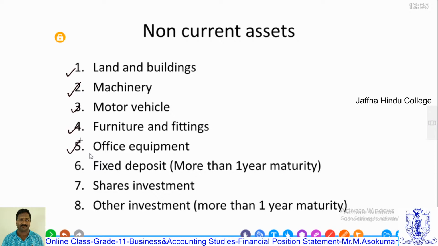Then investments: they are fixed deposits, share investments, and other investments that have more than 1 year maturity. Sometimes we can deposit for 3 months or 6 months, but deposits of more than 1 year, 2 years, 5 years are called non-current assets. Share investment is also the same thing. In other investments also, if the money has more than 1 year maturity, that is considered under the non-current assets.